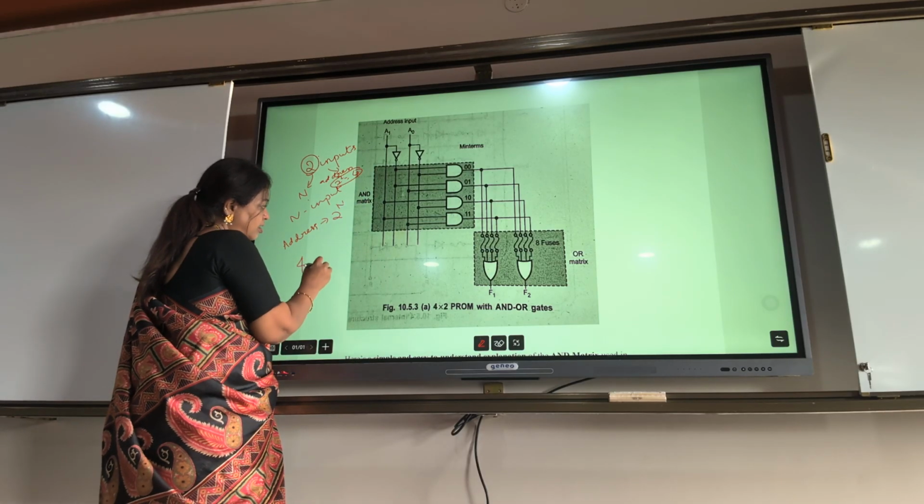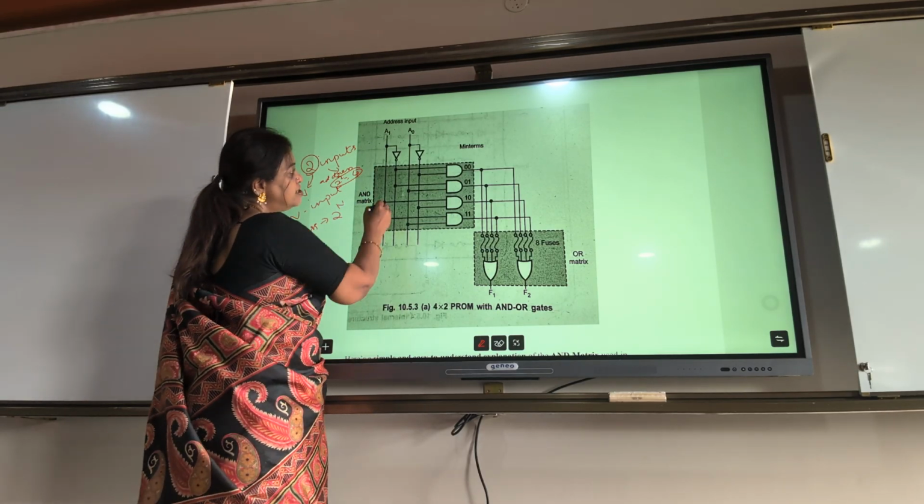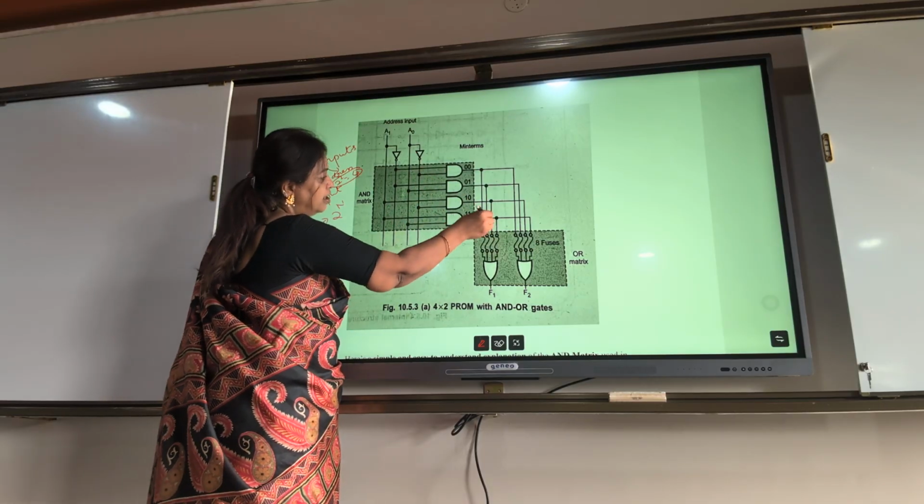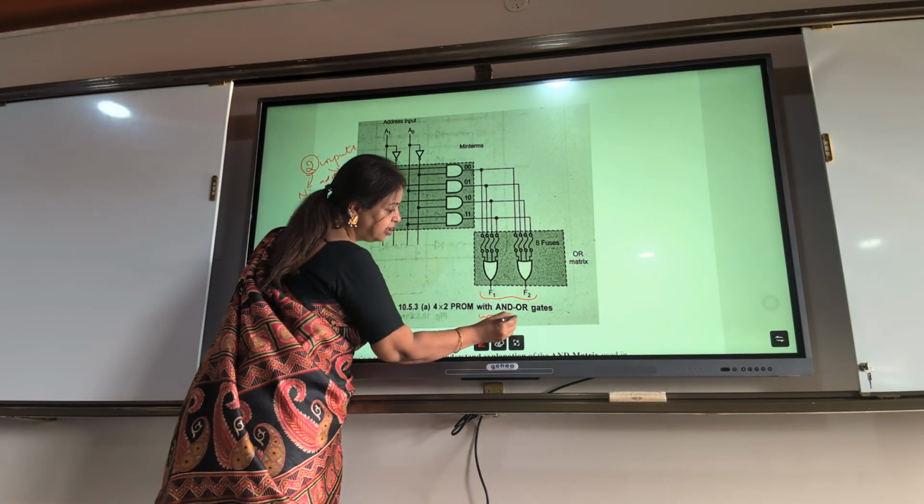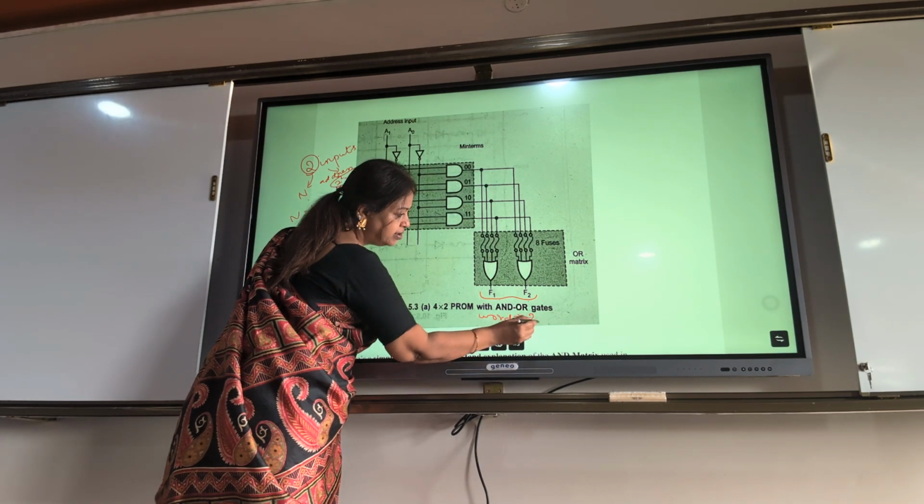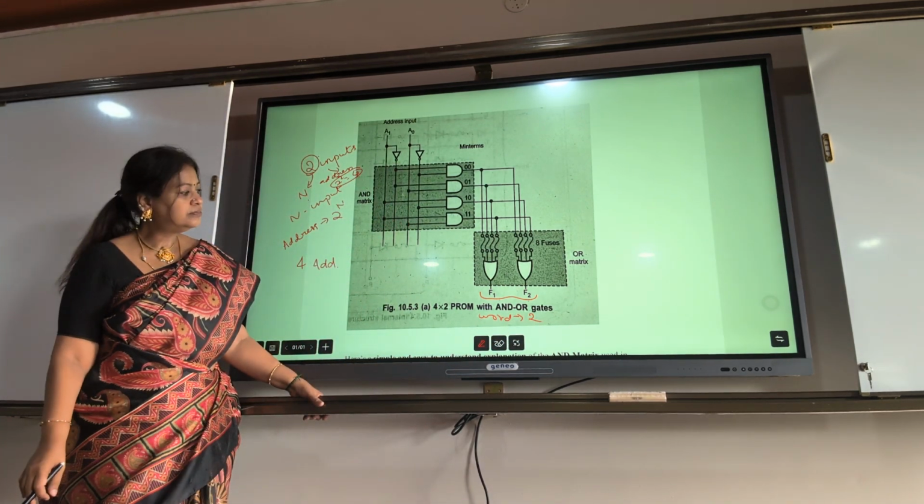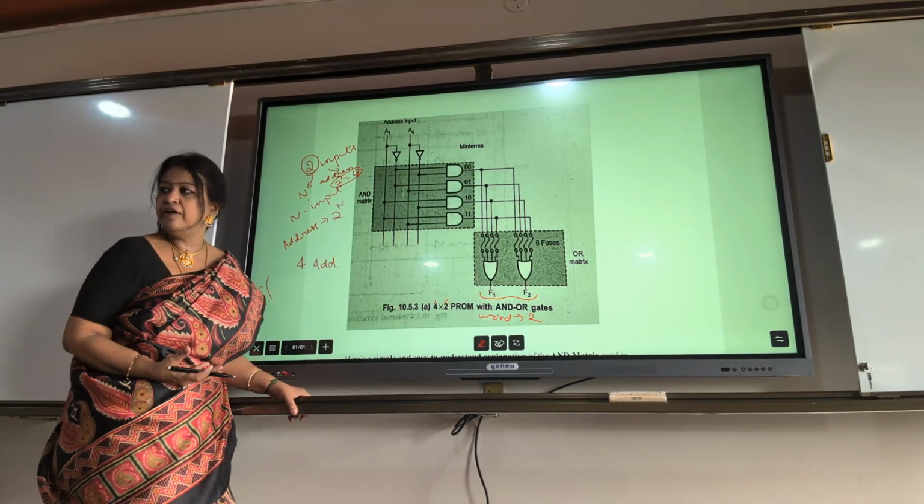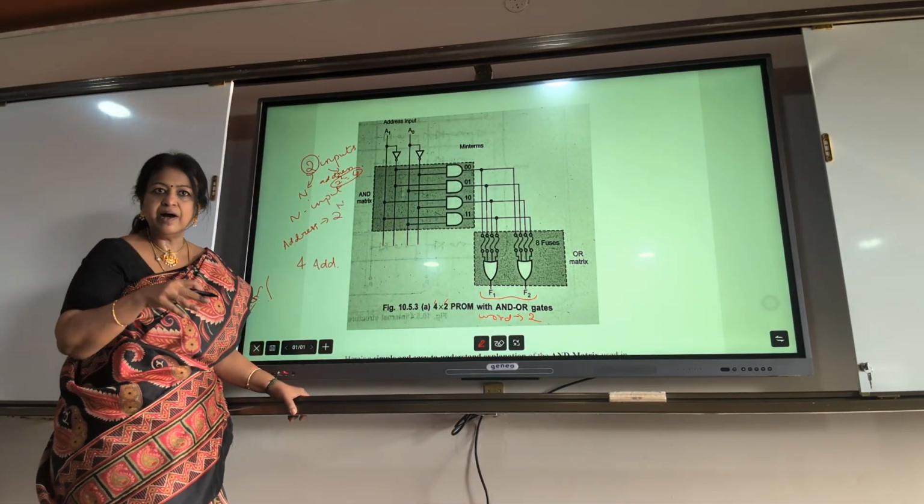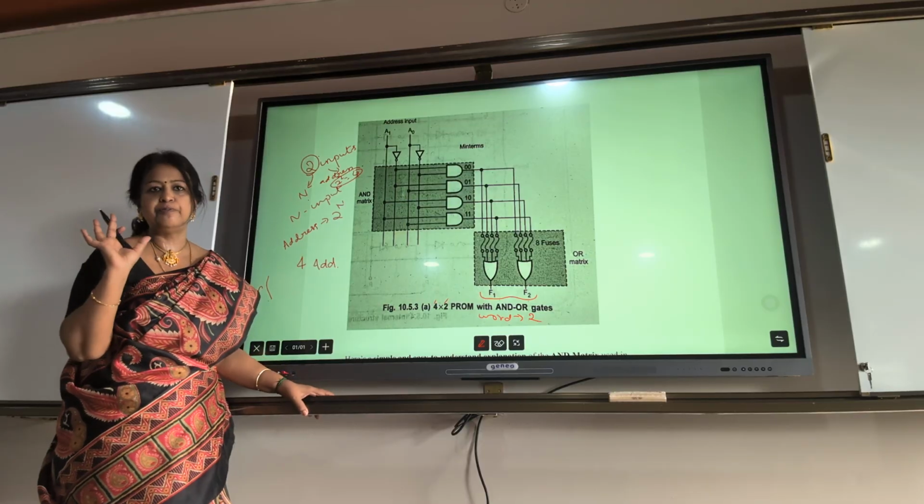4 address lines will be there. And here you have two functions. So what is the word length? How many bits of output word are there? 2. That is 4 by 2. The size is address lines by the number of bits in the code.